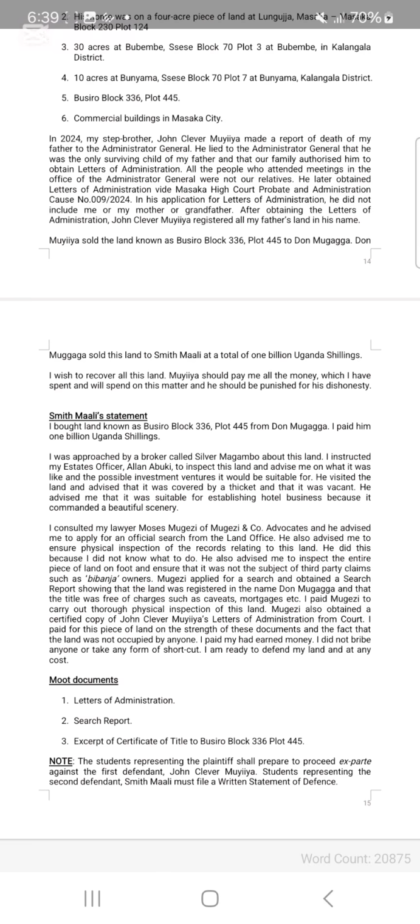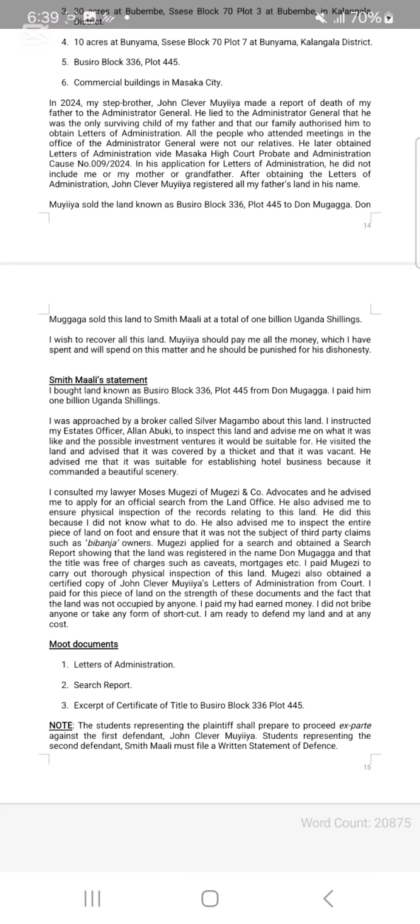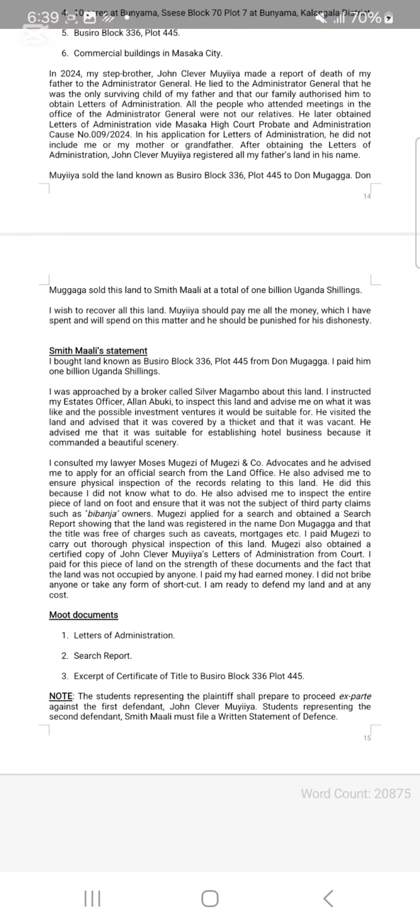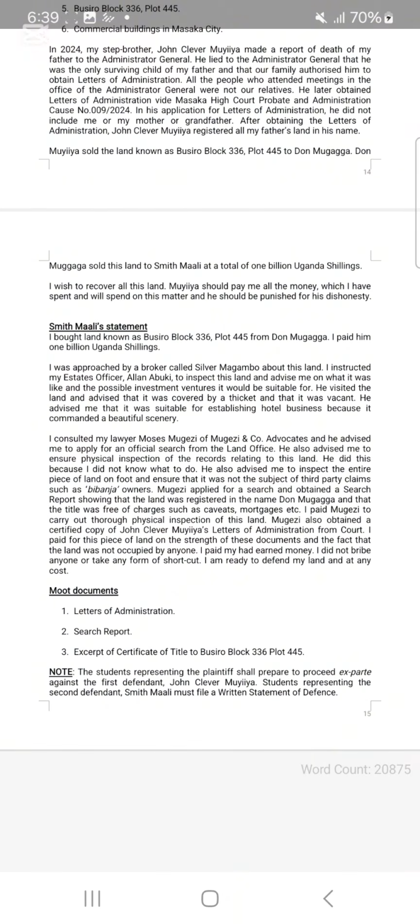and that our family authorized him to obtain letters of administration. All the people who attended meetings in the office of the Administrator General were not our relatives. He later obtained letters of administration via Masaka High Court, probate and administration cause number. This application for letters of administration did not include me, my mother, or my grandfather.